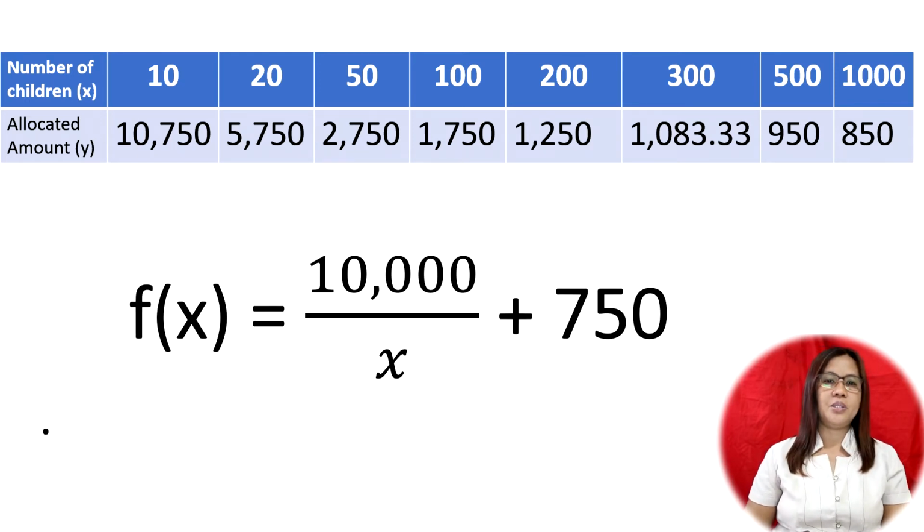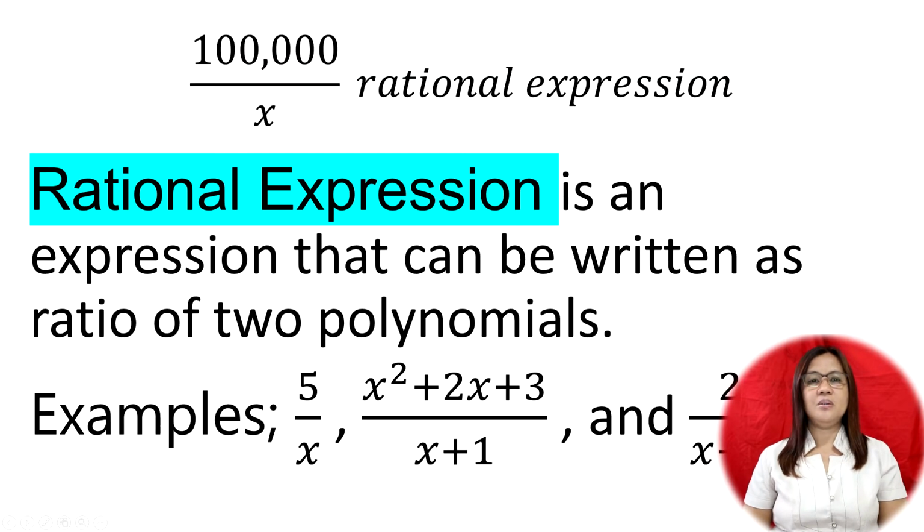My dear grade 11 students, 100,000 over x is a rational expression. A rational expression can be written as a ratio of two polynomials. Some examples of these are 5 over x, x squared plus 2x plus 3 over x plus 1, and 2 over x minus 3.